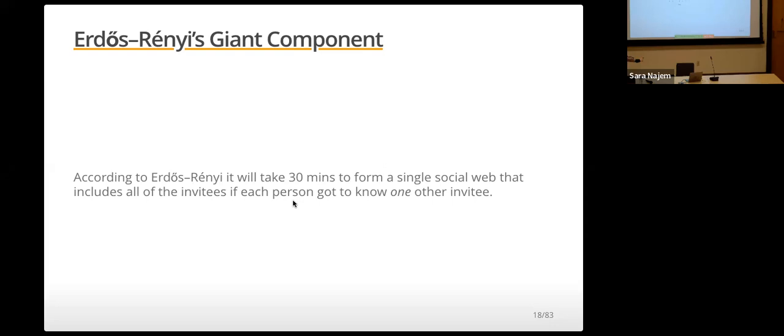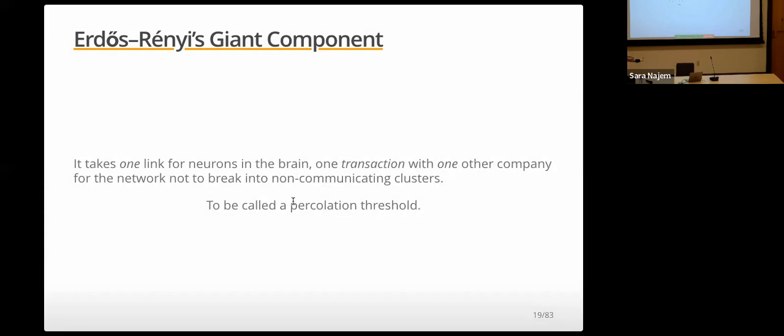And there's a critical element: everybody should have at least met one person in the party. And this one invitee, or at least a connection with one invitee, is what is called the percolation threshold. So you should know at least one person, or you should have interacted with at least one person in the party for the secret to spread in 30 minutes. Okay, so that's what we call a giant component.